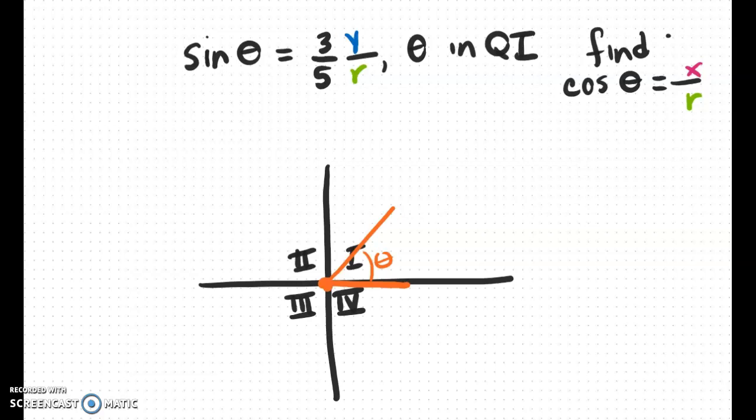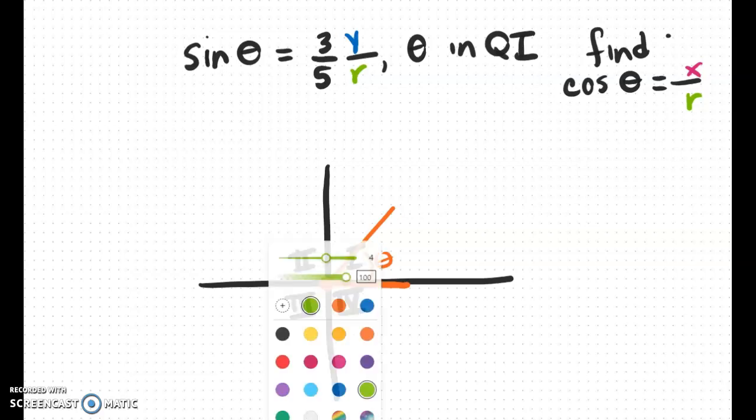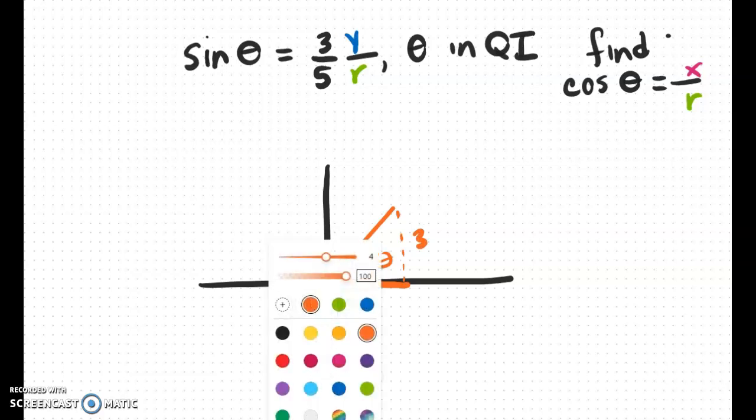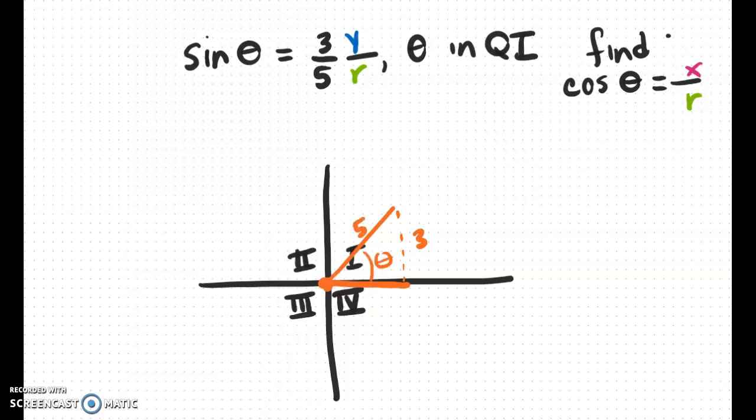So in my triangle here, my y would be 3, my r would be 5, and I have to find this missing side because I need the x over r. So in order to find that, I can do it like this.